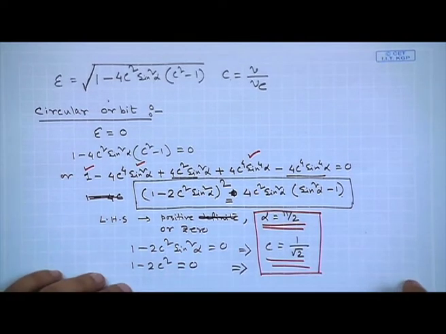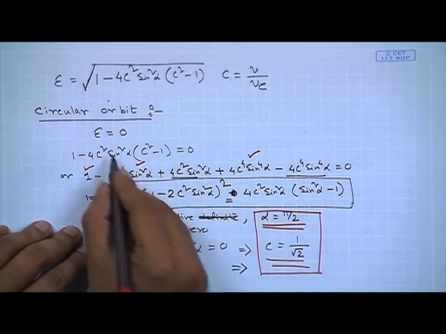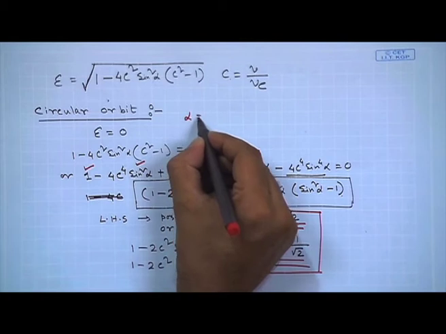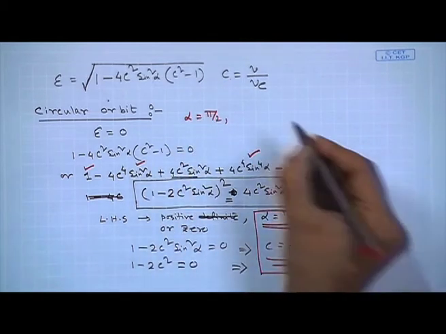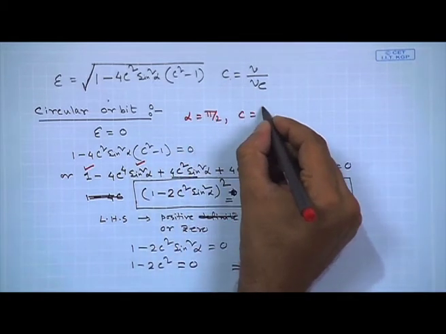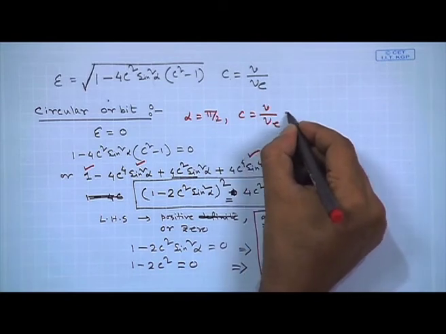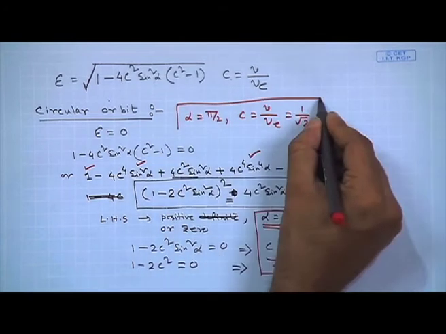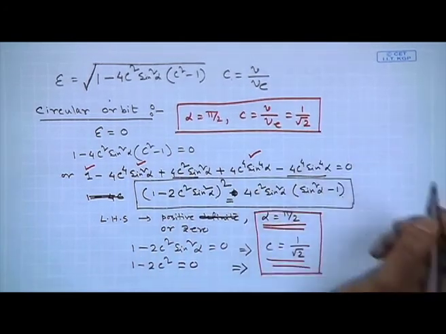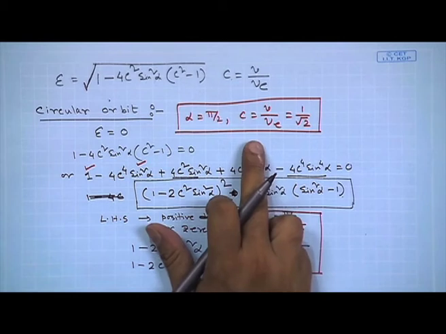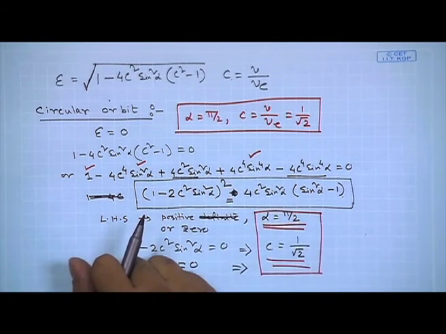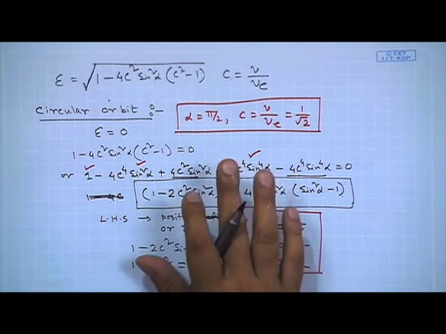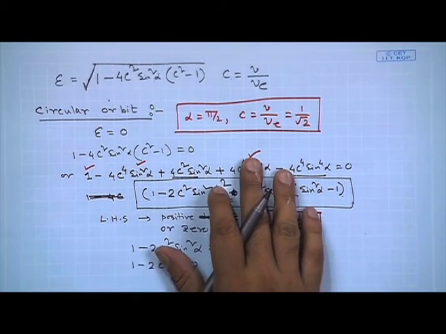Okay. So we see that the condition for a circular orbit, by looking at this calculation, is alpha equal to pi by 2, and c equal to v by ve, which is equal to 1 by root 2, right. So if and only if this condition is met, we can have a circular orbit. No other initial condition will give us a circular orbit, right.